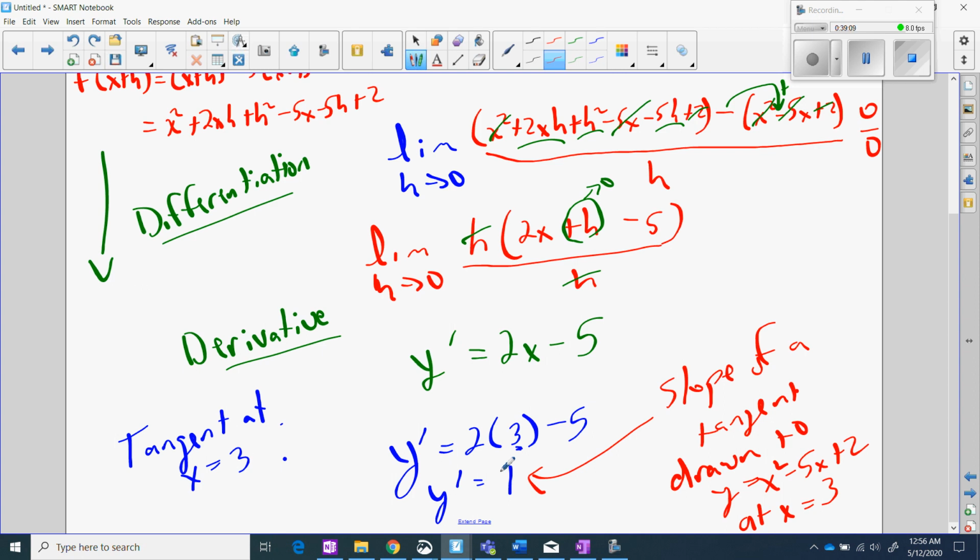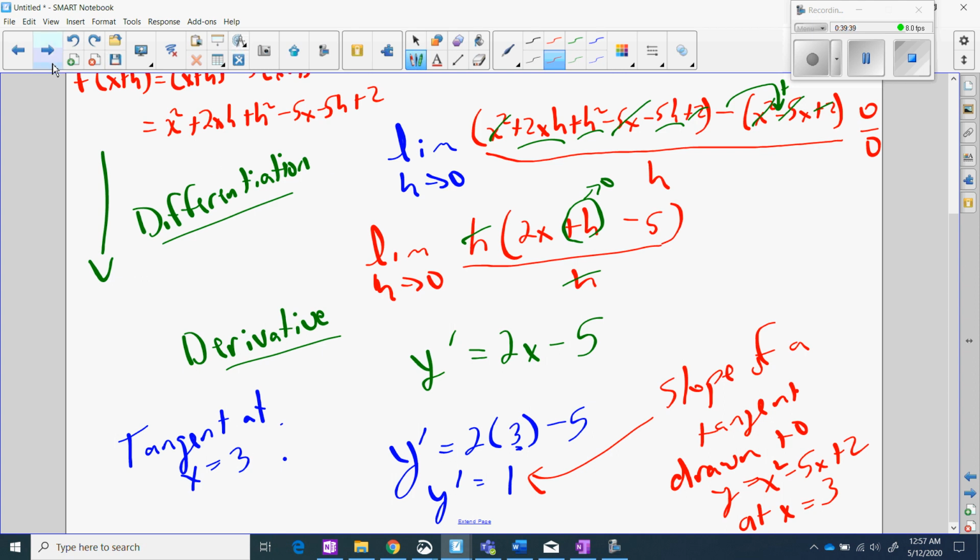And you could pick another. Pick x is 4. 2 times 4 is 8. 8 minus 5 is 3. That means if x is 4 and you draw a tangent line to this function, whatever it looks like, then that line has a slope of whatever the derivative is at that point. So in this case, we said it would be what? 3. 2 times 4 is 8 minus 5 is 3. That's if I picked x as 4. You can just keep putting different x values in there. You'll get different slopes of tangent lines.